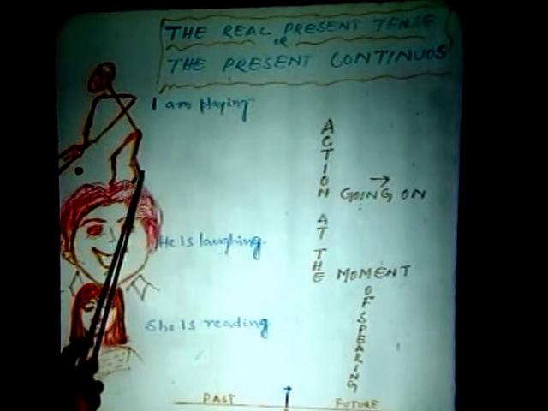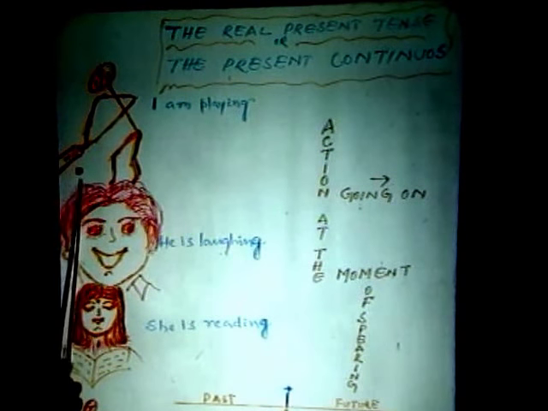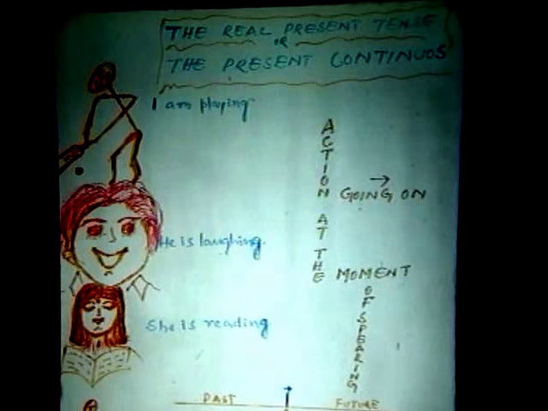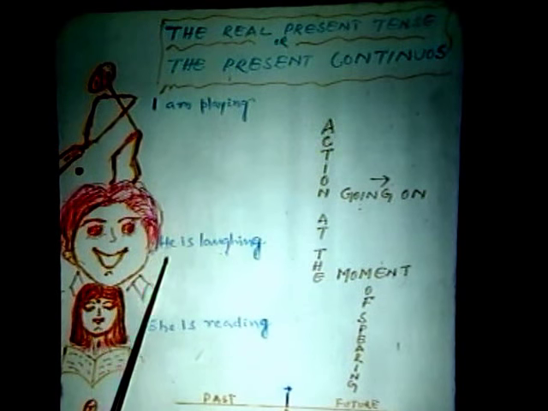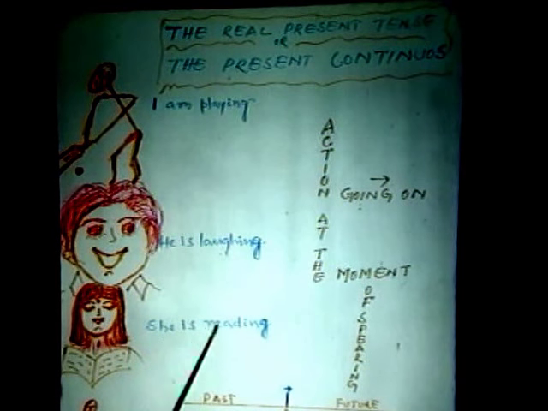I am playing. You can see the matchstick figure who is playing. For example, we can really get an idea that he's playing with a bat. Then there is another figure here. The sentence is he is laughing, because he's laughing here. And there is another one like she is reading.